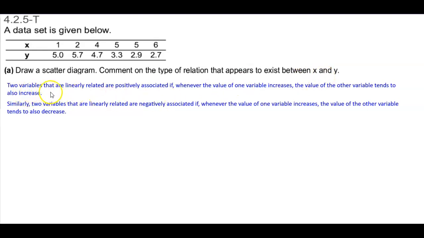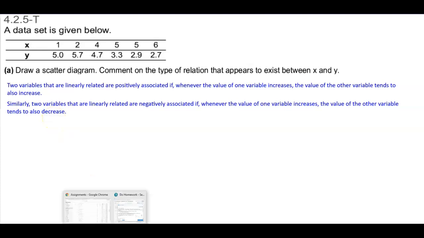Now, two variables that are linearly related are positively associated if, whenever the value of one variable increases, the value of the other variable tends to also increase. Similarly, two variables that are linearly related are negatively associated if, whenever the value of one variable increases, the value of the other variable tends to also decrease.